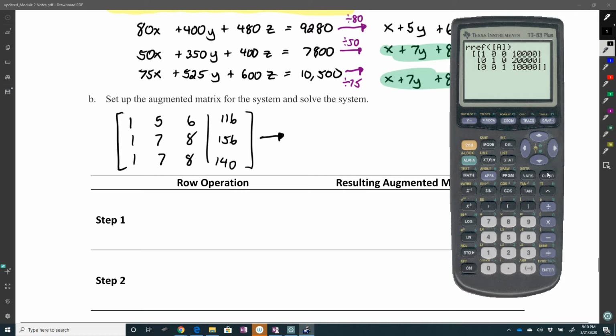So I go to second matrix, edit, and I just change the matrix. So this is 1, 5, 6, 116, 1, 7, 8, 156, 1, 7, 8, 140. What's cool is the last thing I typed in this calculator was the RREF. So I'm just going to do second enter, and it recalls the last thing I typed in.